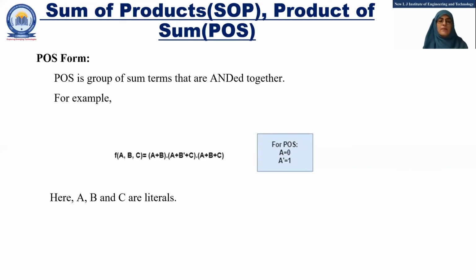Here, this is the POS form. So POS is a group of sum terms that are ANDed together. For example, A plus B is an individual term. A plus B prime plus C is an individual term, and A plus B plus C is an individual term. Within each term the literals are ORed with each other, and all of these terms are ANDed together. So for POS, we have to remember that A is equal to 0 and A prime is equal to 1.